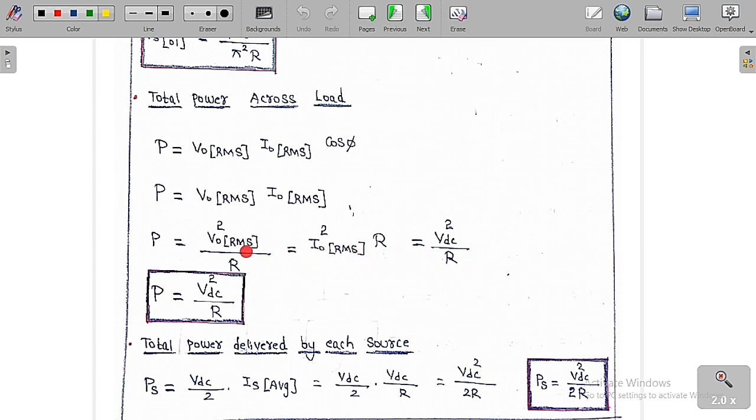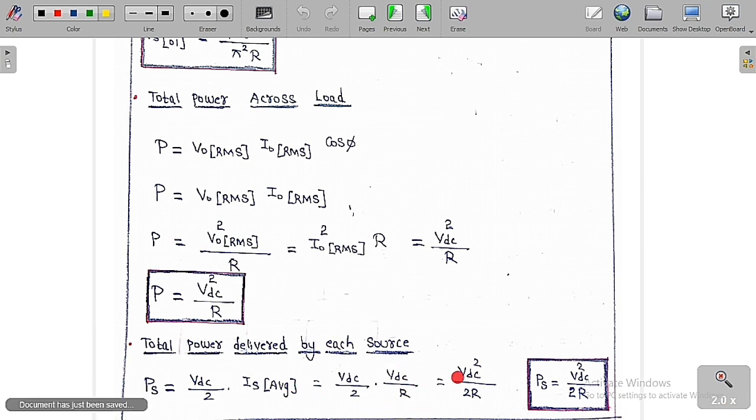Here I have already told you the V0 RMS value is equal to VDC. If you substitute here, we get VDC square by R. This much active power is consumed by the load. Then what is the total power delivered by each source? The total power delivered by each source is equal to VDC by 2 into the average value of the source current, which is equal to VDC by R.